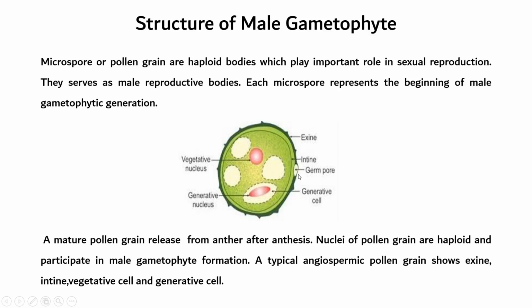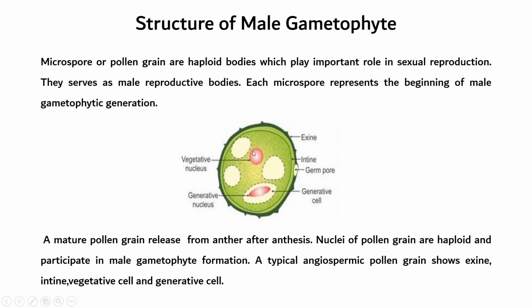Now see, this is the diagram of a typical pollen grain. This typical pollen grain shows the exine, the outermost wall, the intine, the inner wall, the germ pore, which is very useful for germination of the pollen tube, the generative cell and the vegetative cell. That means each and every pollen grain starts to develop the male gametophyte when they are present in the anther lobe.